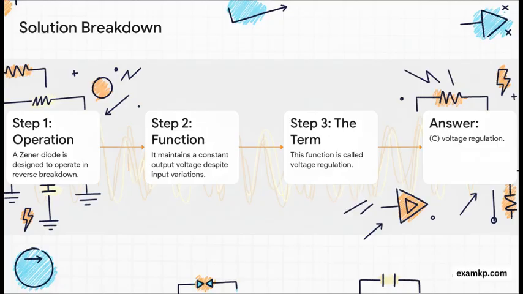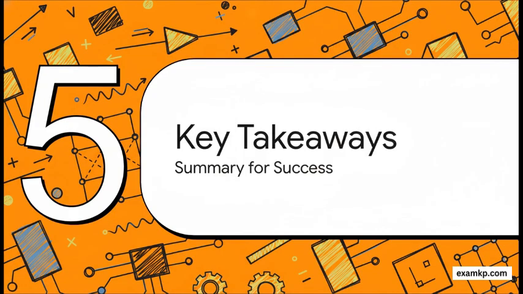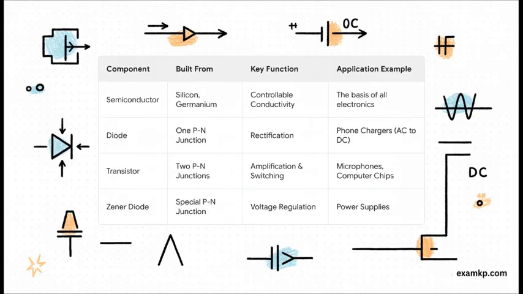We've covered a lot of ground, so let's just pause for a second and go over the key takeaways, the most important things you need to lock in for your exams. This table is basically your cheat sheet. But if you take away just one thing, let it be this. Everything, and I mean everything, starts with the controllable conductivity of semiconductors. From that one idea, we get diodes, we get transistors, and we get every single gadget you use every day.